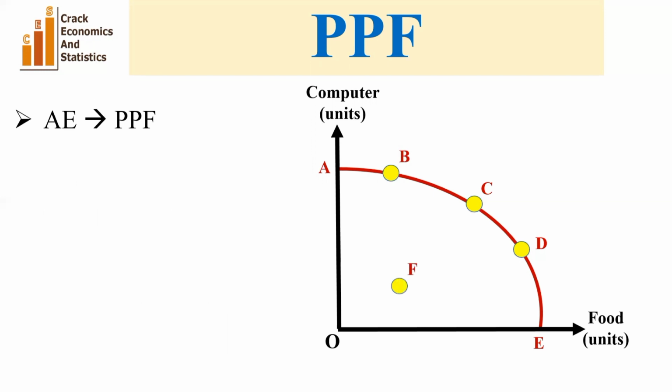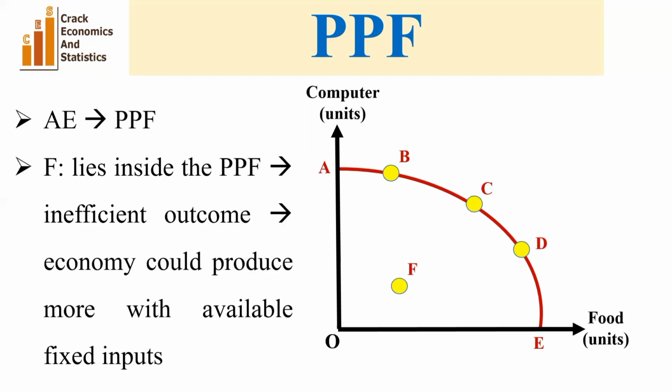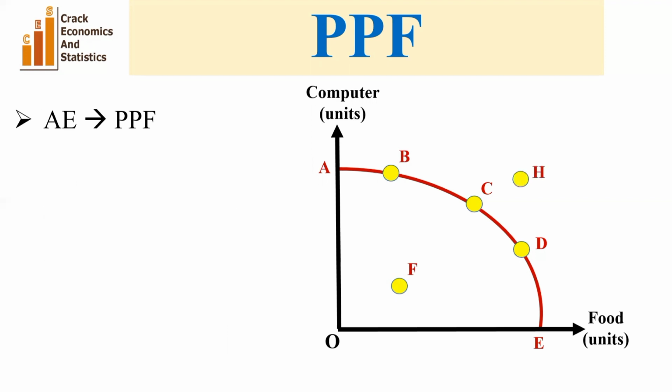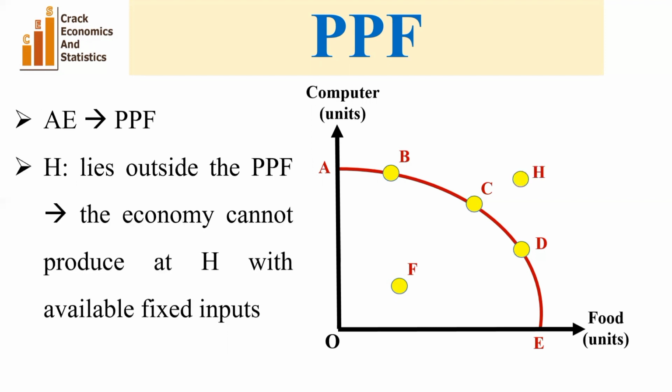Let's talk about point F. Point F lies inside the production possibility frontier, and therefore it shows an inefficient outcome because the economy could produce more with available fixed inputs. On the other hand, we have point H, which lies outside the production possibility frontier. So the economy cannot produce at point H with available fixed inputs because we require more inputs to produce at point H.